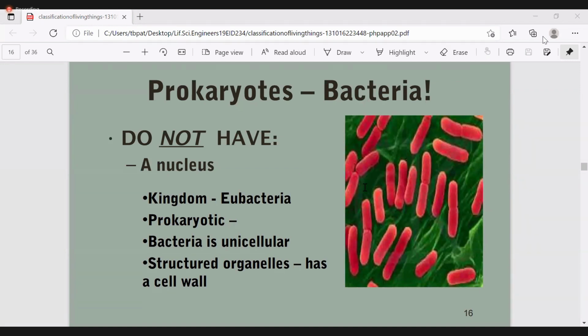Here, the best example of prokaryotics is bacteria. What does it not have? It does not have a nucleus. The kingdom is eubacteria, and it belongs to the prokaryotes. The bacteria is unicellular in structure, so all the functions happen in this particular cell only. It is structured with organelles and has a cell wall. The cell wall contains the organelles, and it moves.